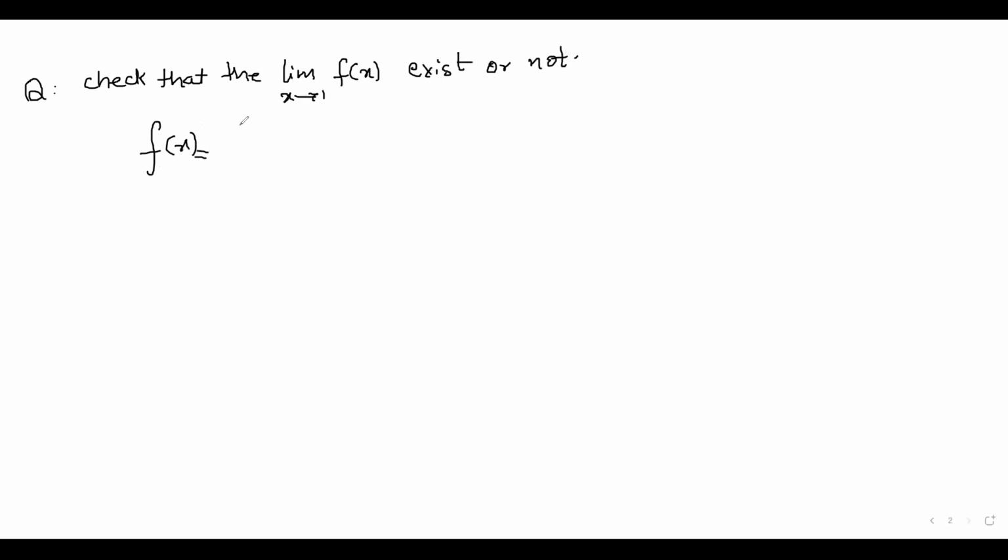Okay, next, suppose we have this question. Check that the limit x tends to 1, f(x) exists or not. Okay, and the function is f(x) is equal to 1 plus x squared if x is greater than or equal to 0 and less than or equal to 1, and 2 minus x if x is greater than 1.